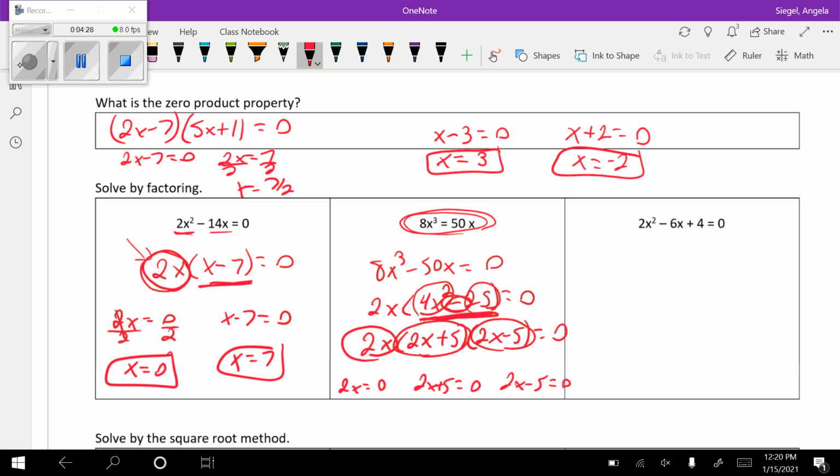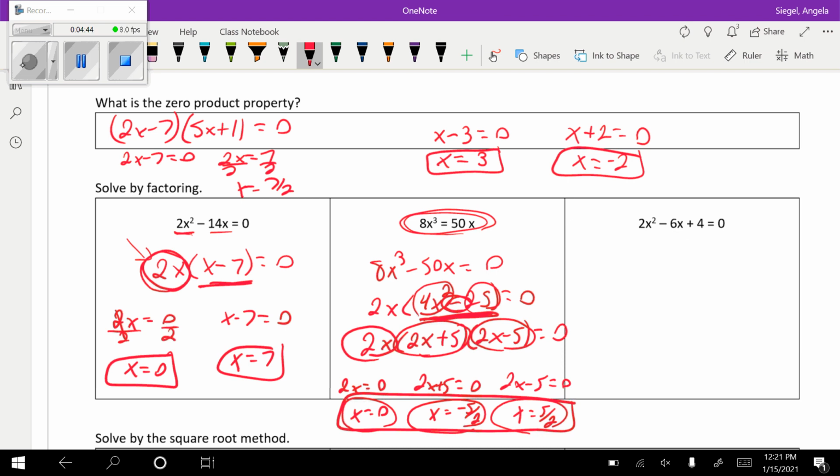Okay, so go ahead and solve for each of those. Okay, so you should have gotten x equals 0, x equals negative 5/2, x equals positive 5/2. Okay, and then finally, we're introduced to 3 terms.